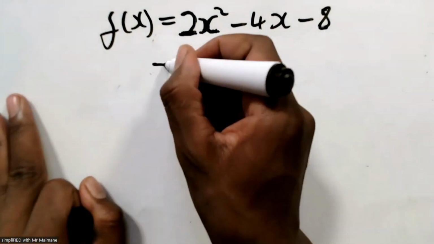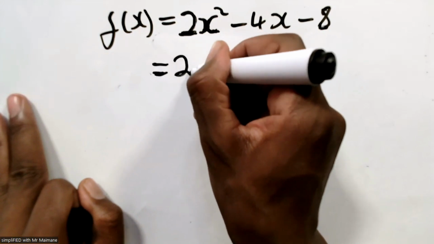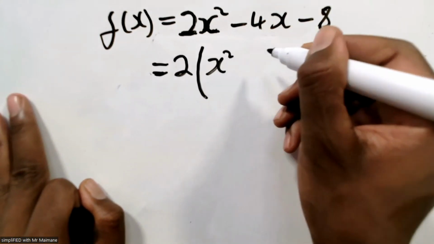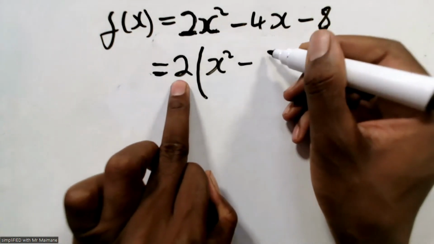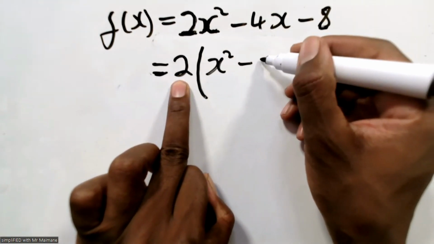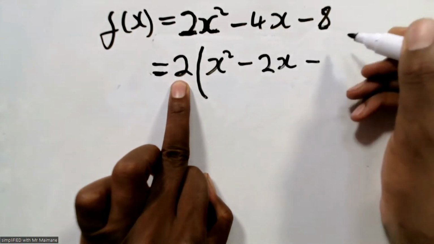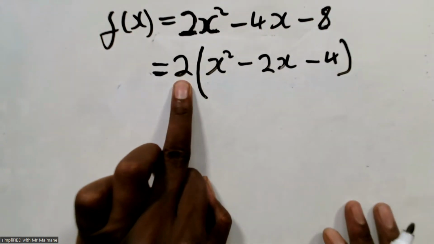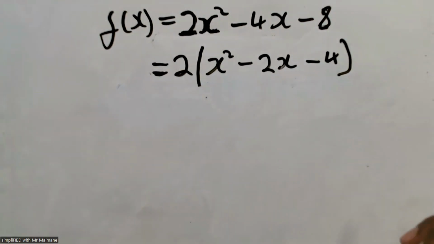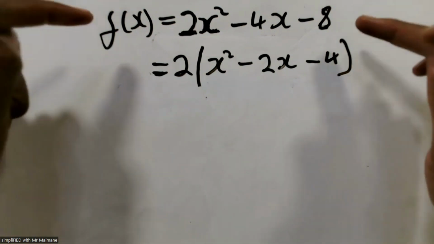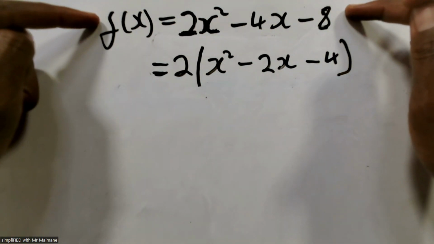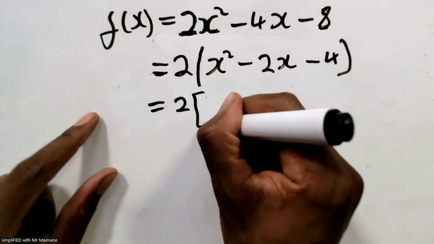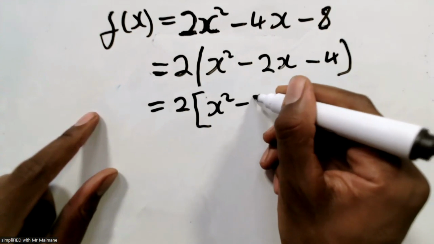So I will divide by 2 throughout here. I will take 2 out as a common factor. Therefore, I'll have x squared minus 4 divided by 2, which is minus 2x, minus 8 divided by 2, which is minus 4, because I took 2 out as a common factor. The reason being I want to complete the square in order to put the standard form of the quadratic function into the vertex form. Therefore, this is going to be 2 times x squared minus 2x.